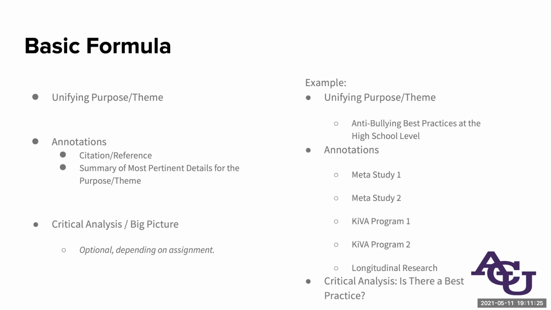For example, if we're looking at anti-bullying best practice at the high school level, we might go ahead and sort our annotations by type. Oh, we got our meta study number one, so give that a heading, and then the reference, the summary, and then the critical analysis. And then, moving on to meta study number two, give it a heading, give the reference for it, the summary of the most pertinent details related to anti-bullying practices at the high school level, and then apply that back, and rinse, wash, and repeat.